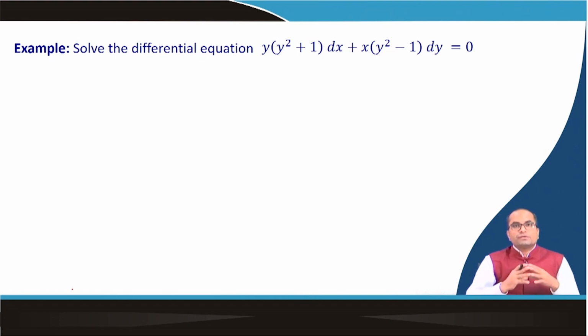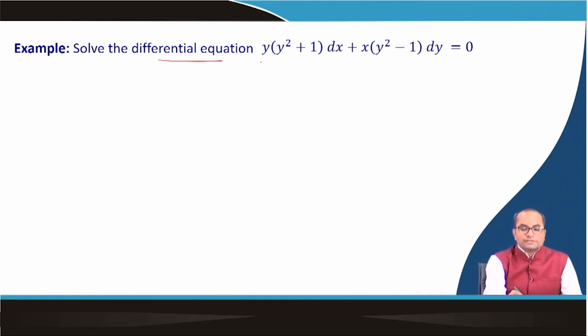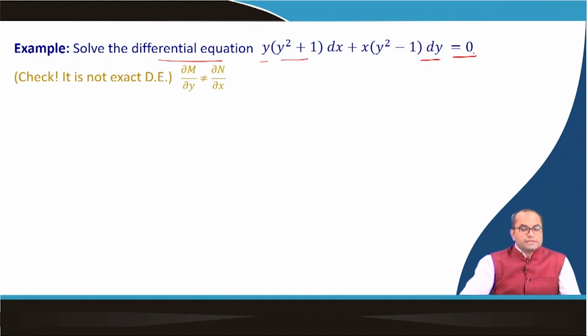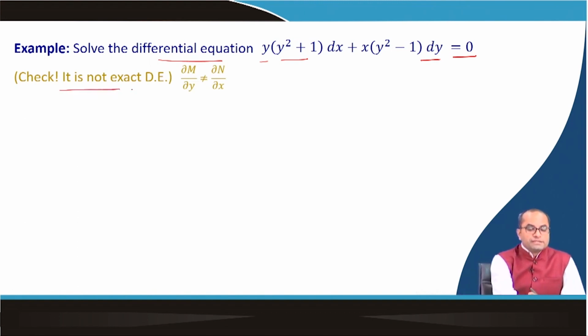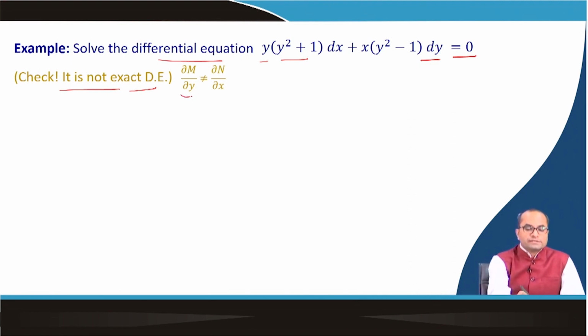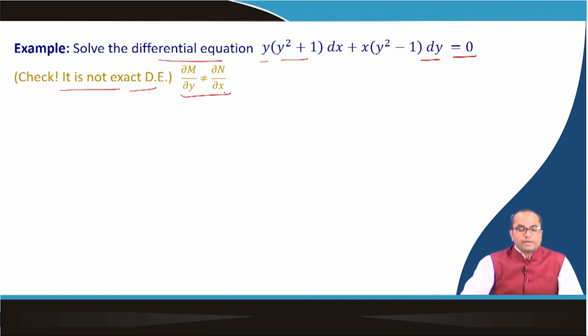So, here we will do some example. Solve this differential equation (y square plus 1) dx plus (x y square minus 1) dy is equal to 0, for instance. First we need to check if this is an exact differential equation. How to check whether this is an exact differential equation? We have to see this del M over del y is not equal to del N over del x in this particular case.